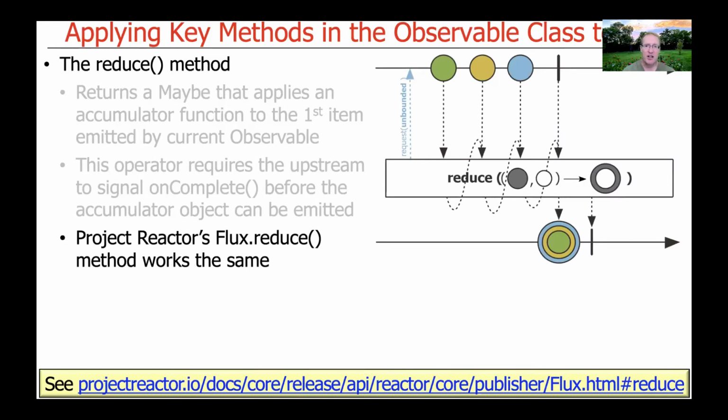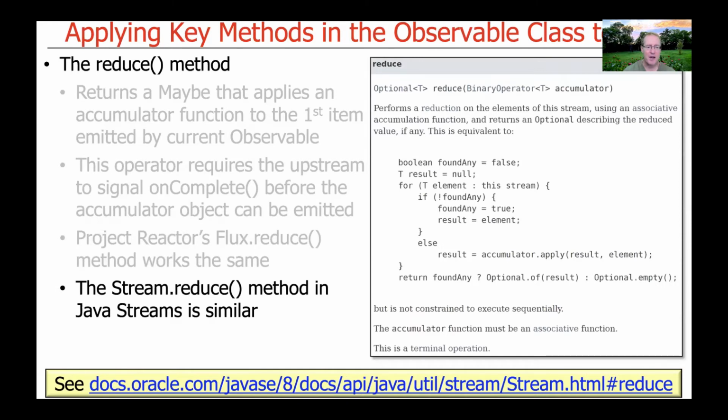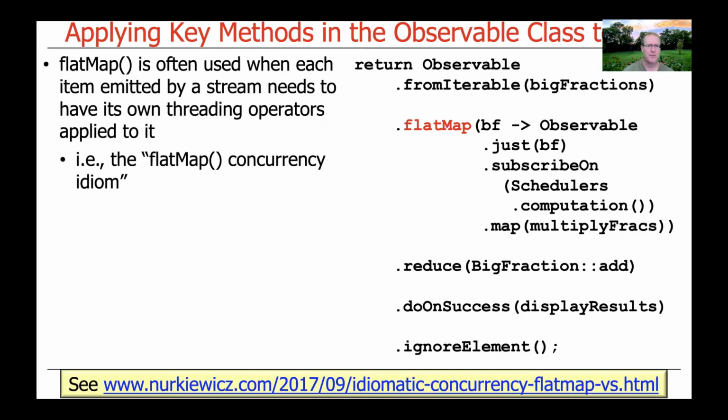There's a reduce operation in Project Reactor's Flux class that works pretty much the same. And the Streams reduce method is also similar, although oddly enough, unlike both Project Reactor and RxJava, you can give an initial value to the reduce method in Streams. And if there are no items in the stream, that's the value used as the result. Whereas what you get with RxJava's reduce is this Maybe, which is a little bit weirder in some ways. So we'll show how you use reduce here in a second.